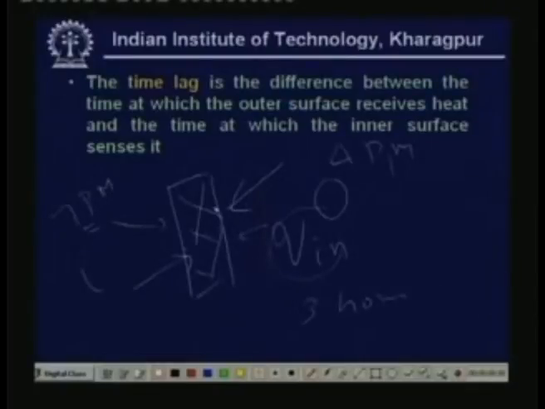This is the reason why, if the outside temperature is maximum at, say, 3 pm, we find that the indoor temperature in an unconditioned room is maximum at, say, 7 pm or 8 pm. For example, at midday, at 12 o'clock, outside may be the hottest, but inside the room the temperature will be very high not at 12 o'clock, but maybe at 3 or 4 o'clock. This is because of the thermal capacity of the wall, and this factor is known as the time lag factor.